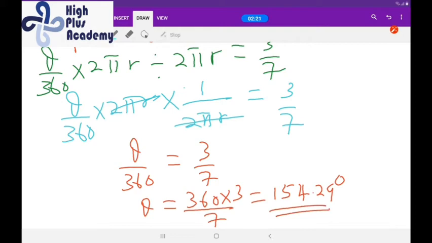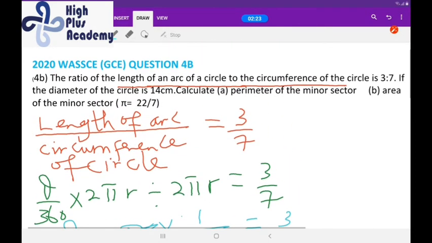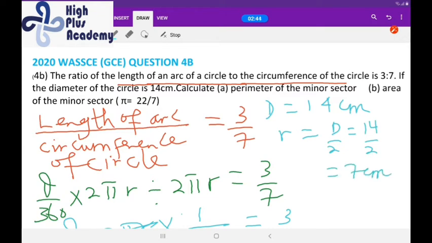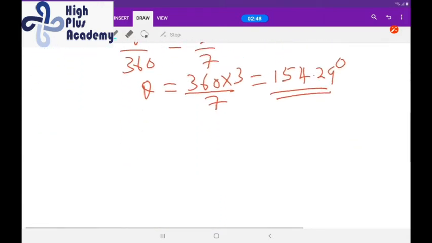Now if you notice very well from here, we are given the diameter. So the diameter we have here equals 14 centimeters. And remember that radius equals diameter over 2, and that is 14/2 centimeters. So we get 7 centimeters. So we have gotten all the parameters needed.